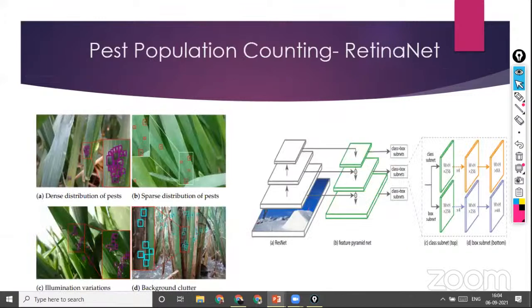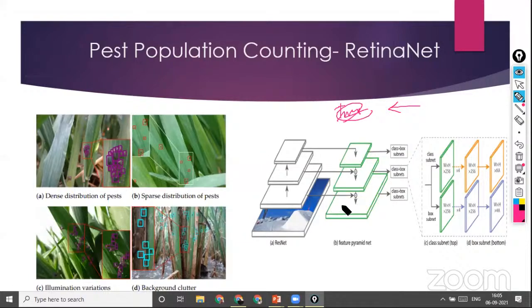Now coming to the next problem, that is pest population counting using RetinaNet. RetinaNet is also a kind of pre-trained model. Pre-trained models work for image data sets. There is a very large image data set, ImageNet, with about 1 million images, and the pre-trained models are trained on it. That is very helpful if the problem you are working on has only very limited data. It will help you identify features from your images.